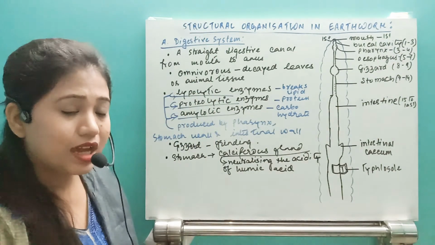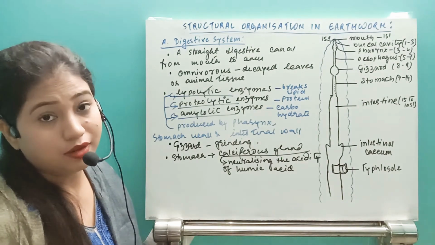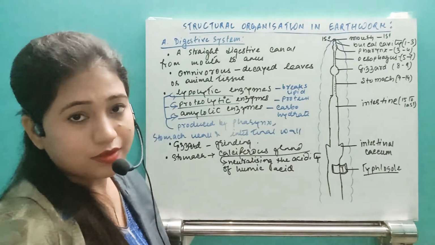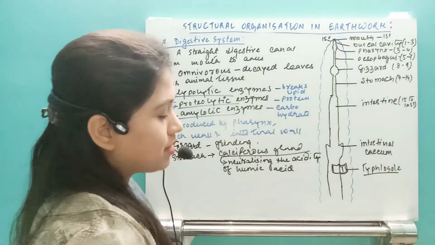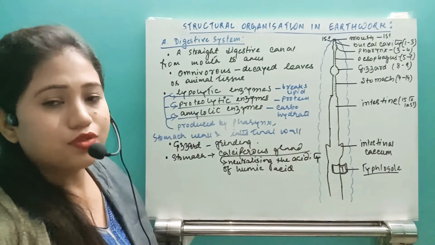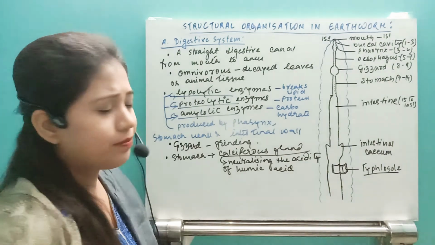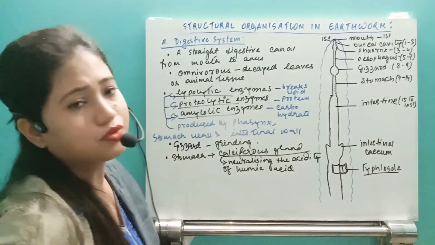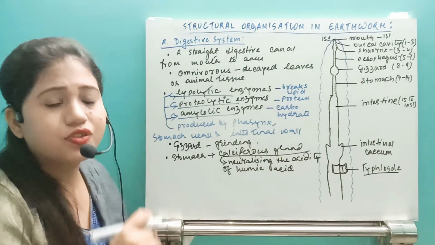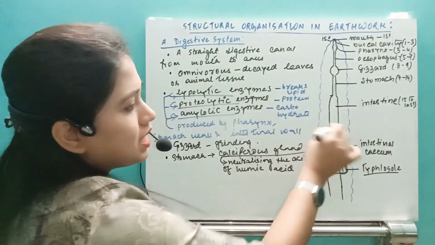This intestine also has 3 parts. You can divide the intestine into 3 parts depending upon the presence of the typhlosole. So what is the typhlosole, I will tell you, but before that: above the typhlosole it is known as the pretyphlosolar region. Then after that it is the typhlosole, and after that the post-typhlosolar region.